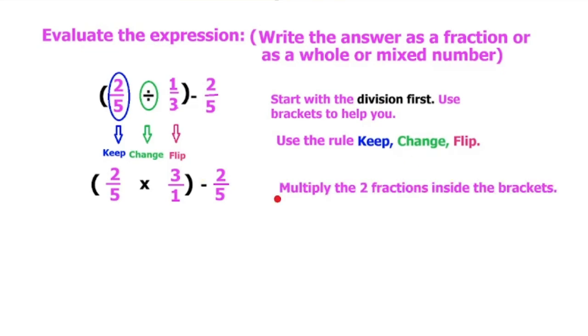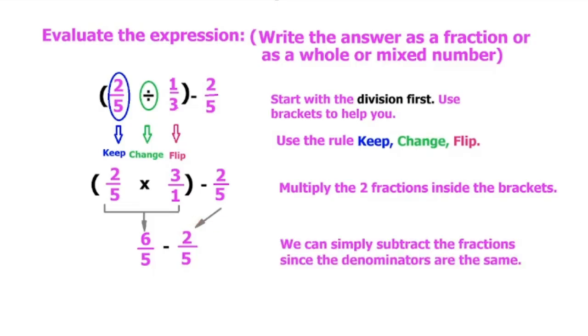So now we multiply the two fractions inside the brackets. And multiplying fractions is pretty easy. You just multiply the two numerators together and you multiply the two denominators together. So 3 times 2 is 6, 5 times 1 is 5. So we have 6/5. Okay? So again, now we bring down our minus 2/5, so don't forget about it.